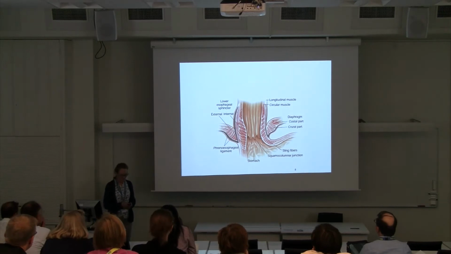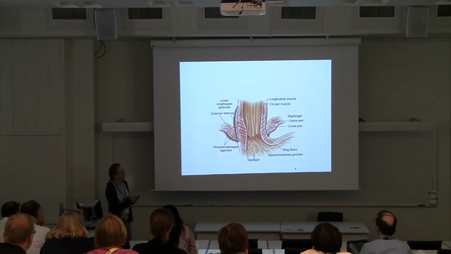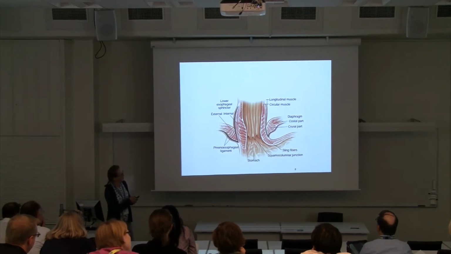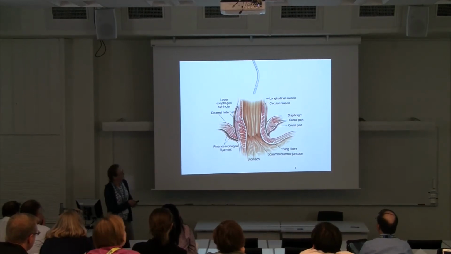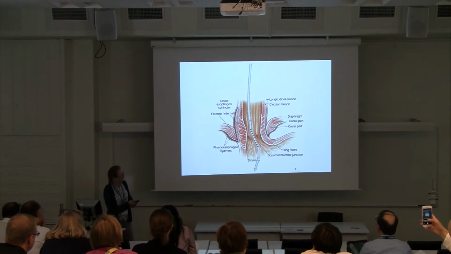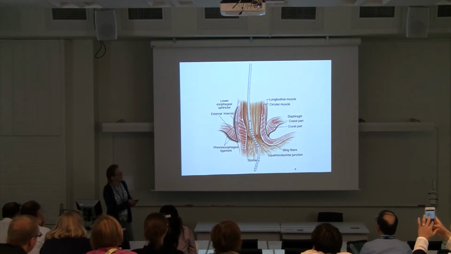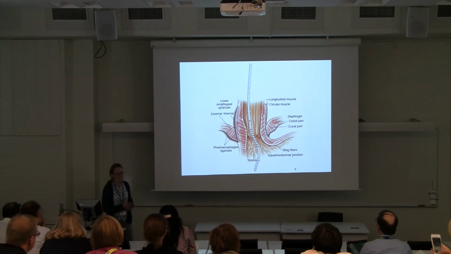Here you can see the lower part of the esophagus and the stomach, and the diaphragm right next to it. And the EDI catheter is placed so that these electrodes are right next to the diaphragm.